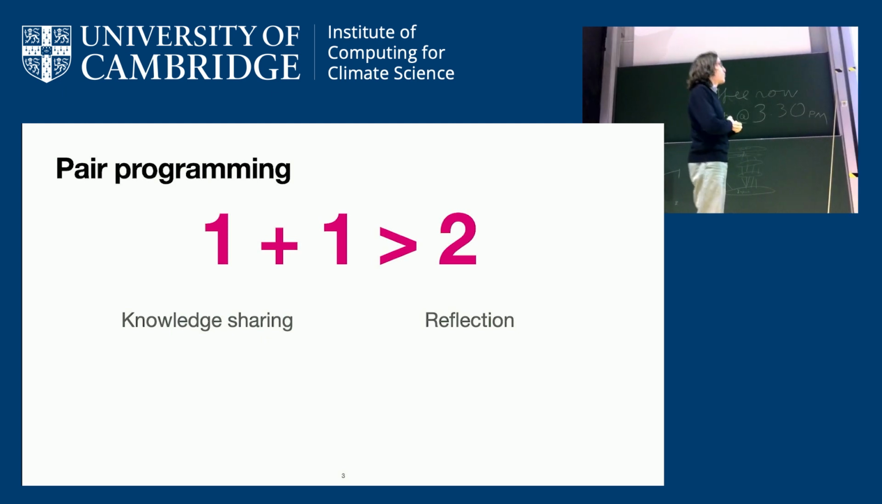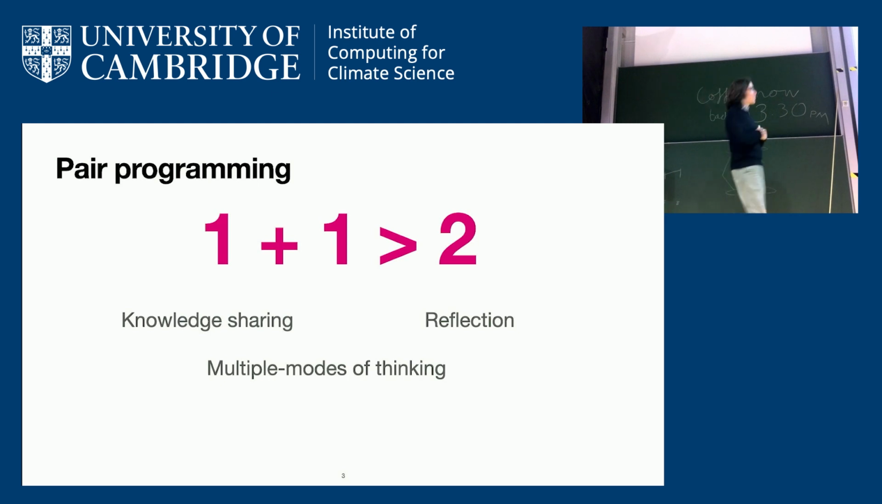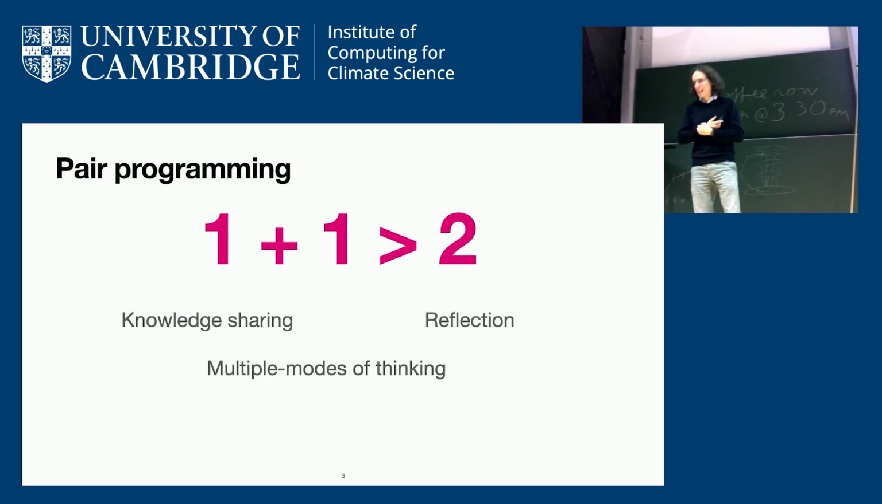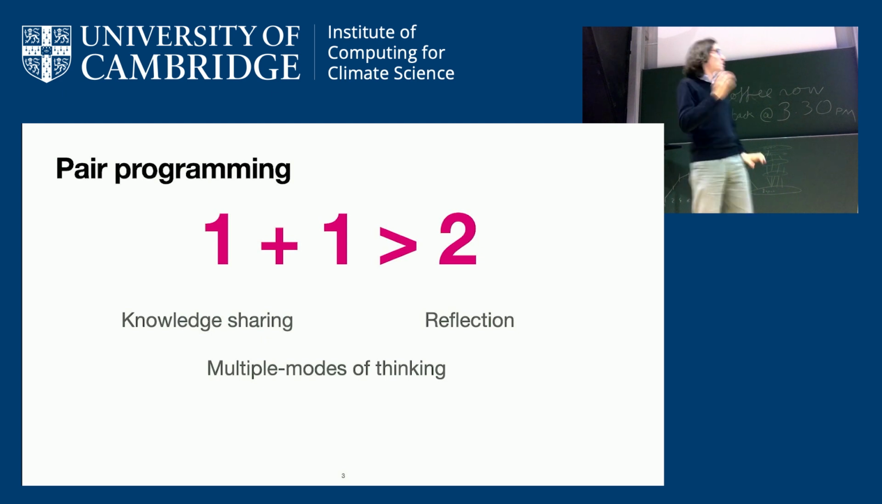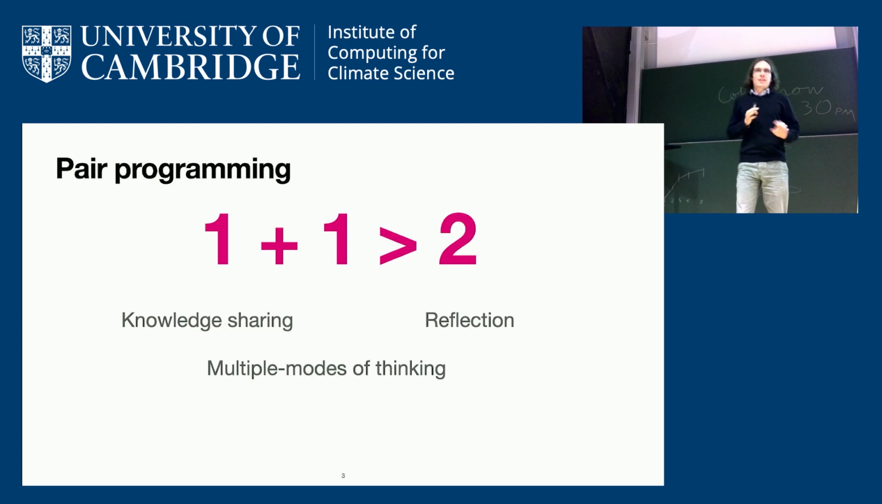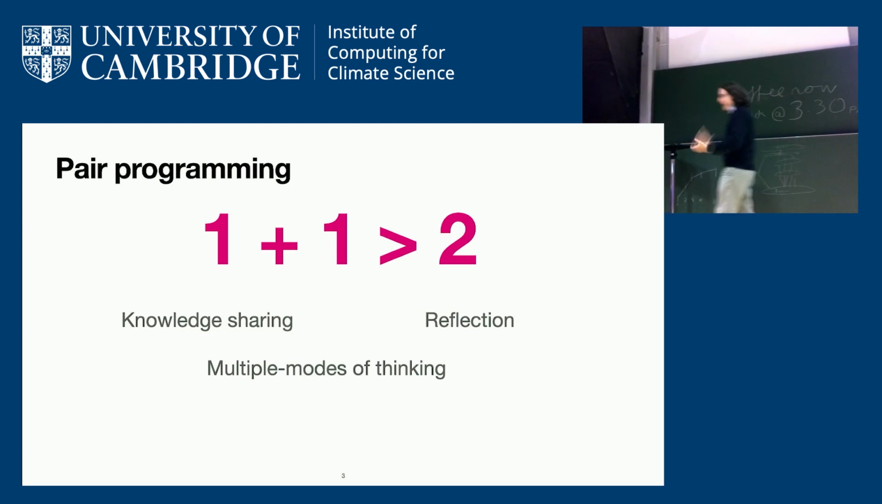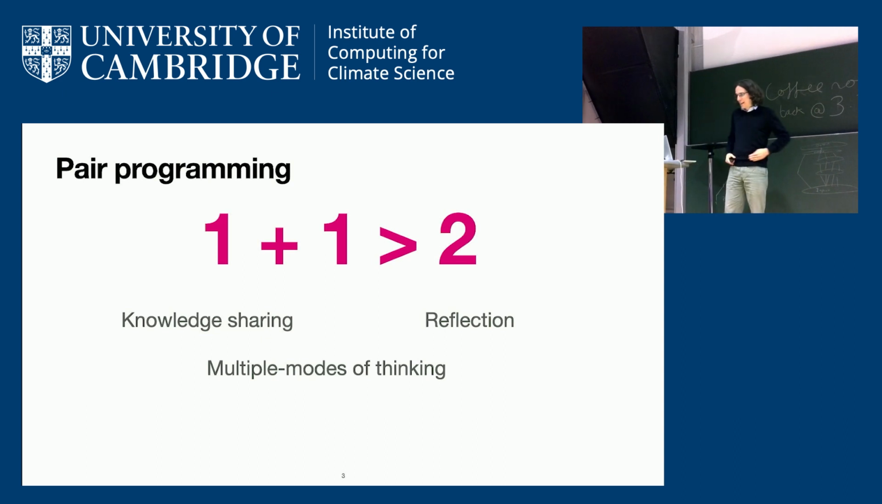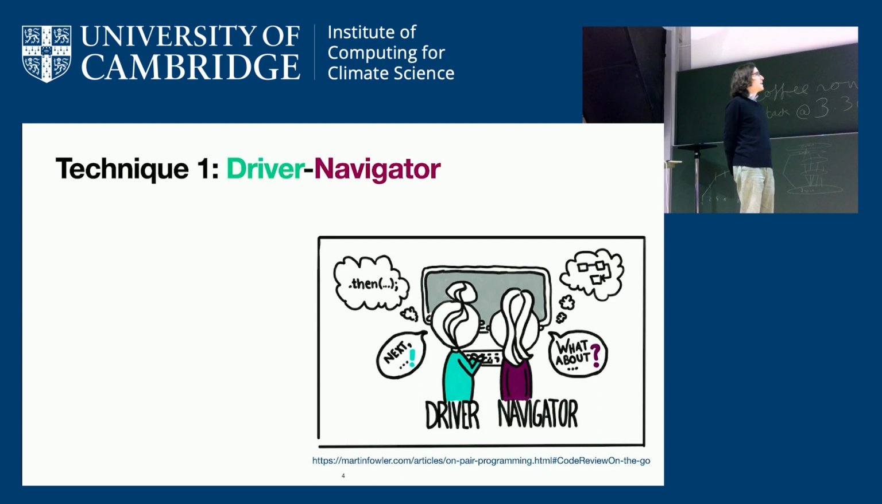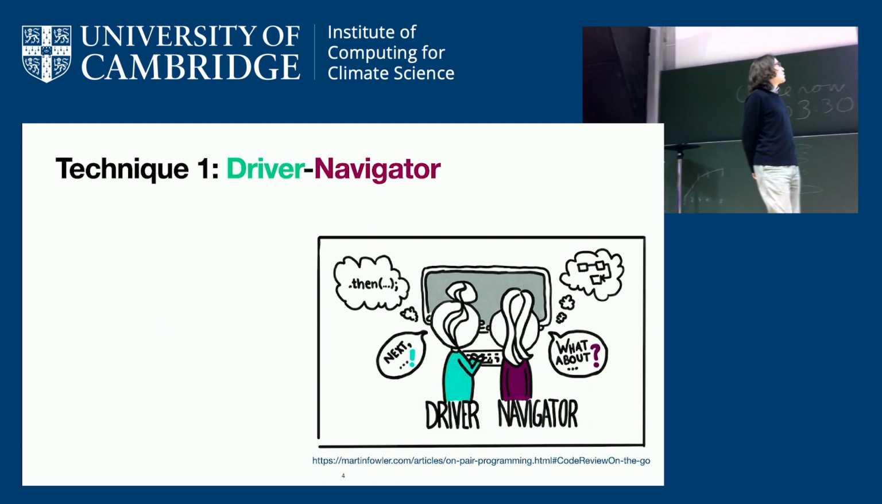So it increases reflection. And it also, as we'll see in some of the styles, gives us different ways of thinking. If you have 2 people, you can sort of do 2 different things at the same time, think in 2 different ways, have 2 different modes of thinking between the 2 people. So it also requires a lot of communication and taking care while you're communicating as human beings and agreeing on what you're going to do up front. So we'll see some of the techniques and we'll do some demos.